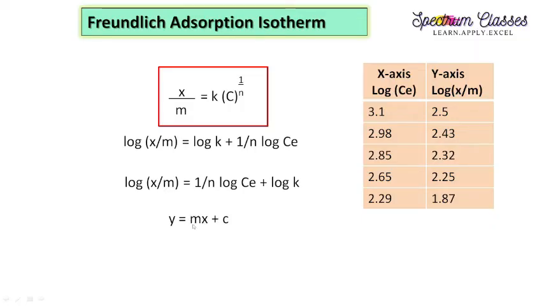And from here, if you put y is equal to mx plus c, then m is slope and c is the intercept. So slope is 1 upon n and log k is the intercept value. If we plot a graph between log x upon m versus log CE, so log CE is on the x-axis and log x upon m is on the y-axis, right? From the graph, from the slope value, we will evaluate this 1 upon n, and from the intercept, log k, we can evaluate, right? Now I am showing you here.